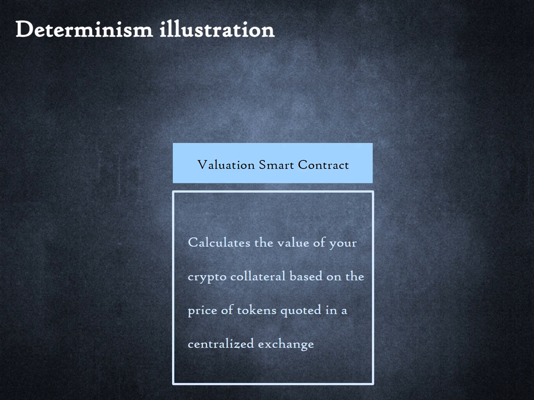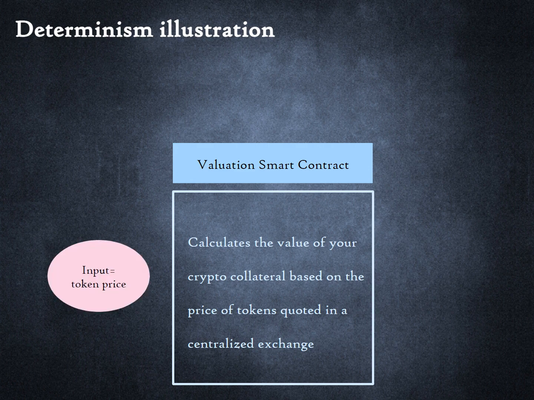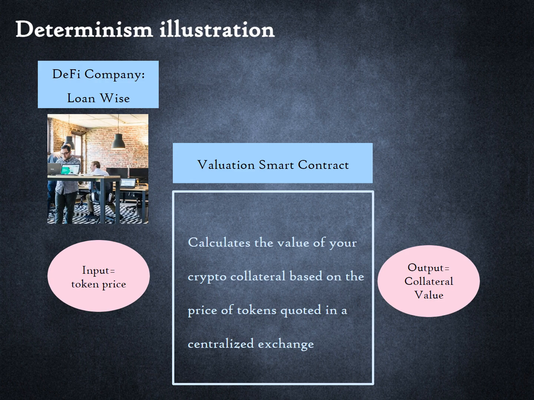Consider a smart contract similar to one used in Compound, which calculates the value of your crypto collateral based on the price of tokens quoted in a centralized exchange like Coinbase. The input is the price of tokens on Coinbase and the output is the value of collateral. We will call it the valuation smart contract. The company that sponsors this decentralized finance app is called LoanWise.